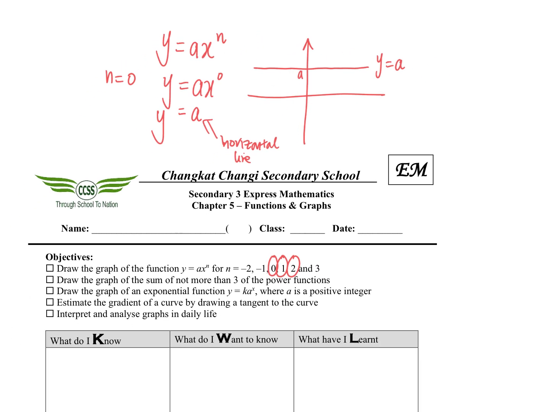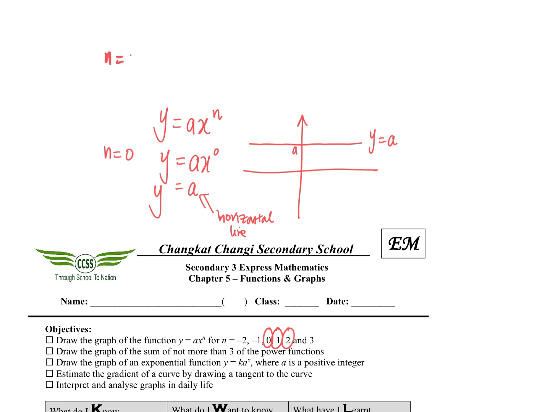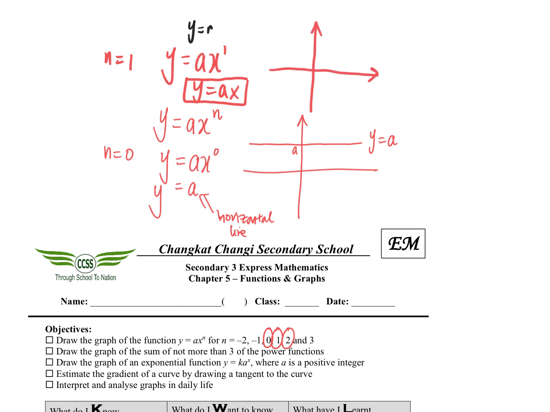But what if n is 1? Then you have y equals to ax. So when y is equals to ax, your graph can only look two ways. Can you remember y is equals to mx plus c? So in this case, this one must cut 0. And if this is positive, it goes upward. So when a is a positive value, you have an upward straight line.